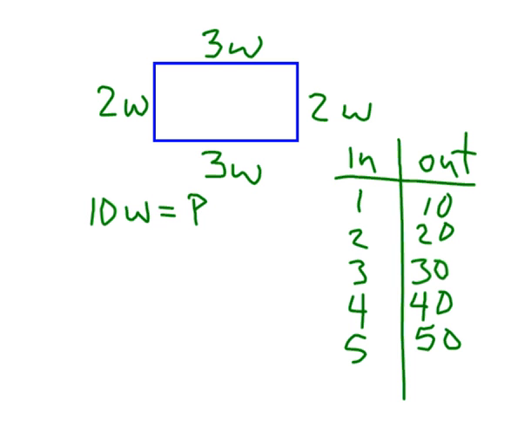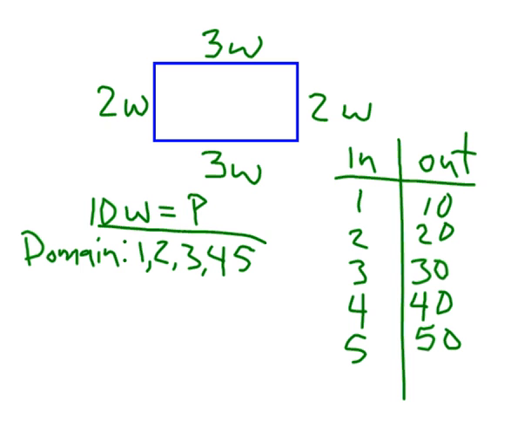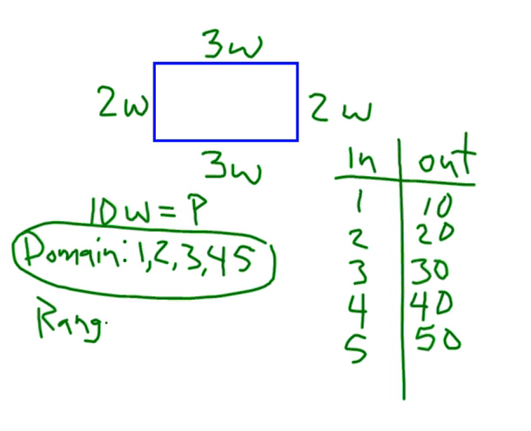All right, and the final question is problem 29, and it wants us to find the domain and range. And the domain is 1, 2, 3, 4, and 5. And the range is all the output values, 10, 20, 30, 40, and 50.